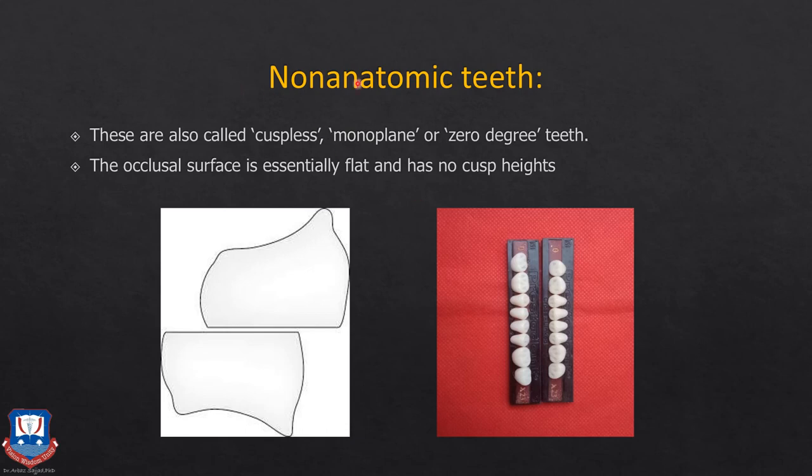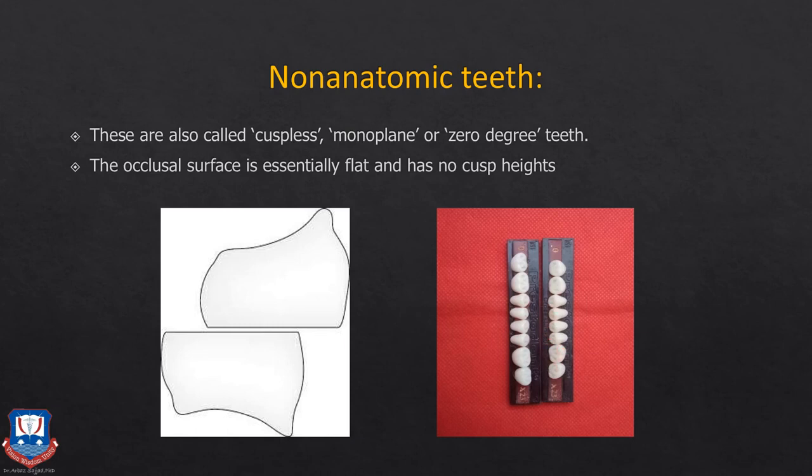So next are the non-anatomic teeth. As the name suggests, non-anatomic teeth are also called cuspless teeth, monoplane teeth, or zero-plane teeth, or zero-degree teeth, because they do not have any cusps. They essentially have a flat occlusal morphology with maybe pits and fissures. So these, as you can see here, are the monoplane or non-anatomic teeth. They have zero cuspal inclines, and just have some grooves and fossae to aid in the chewing of the food.